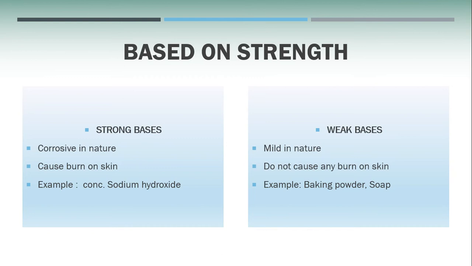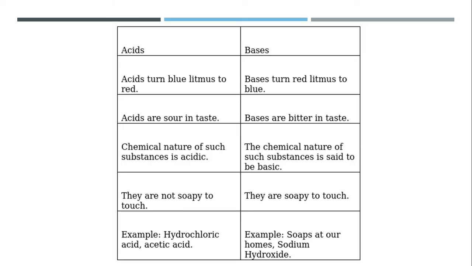Now comes the next part, the difference. As we have discussed what acids and bases are, now we can summarize and tell the difference between them. Acids turn blue litmus to red, whereas bases turn red litmus to blue. Second, acids are sour in taste. Any substance which is sour in taste means acid is present. Similarly, bases are bitter in taste.